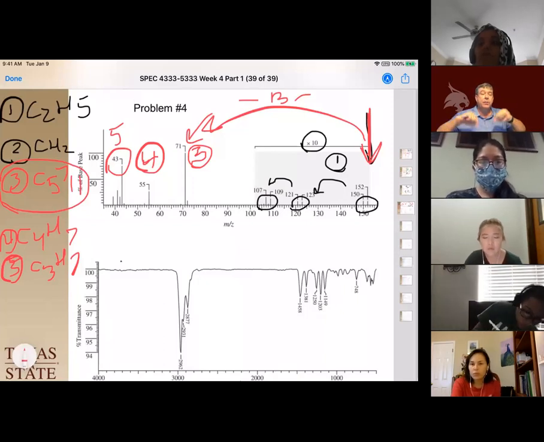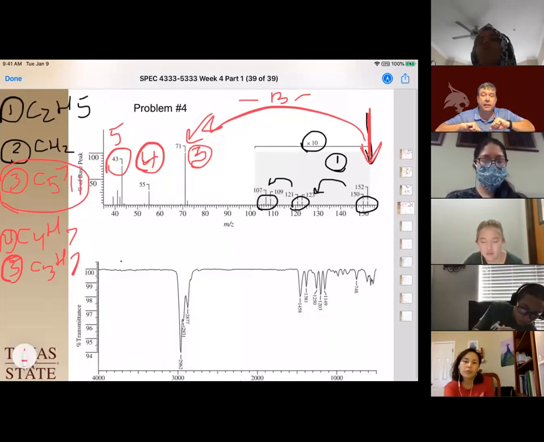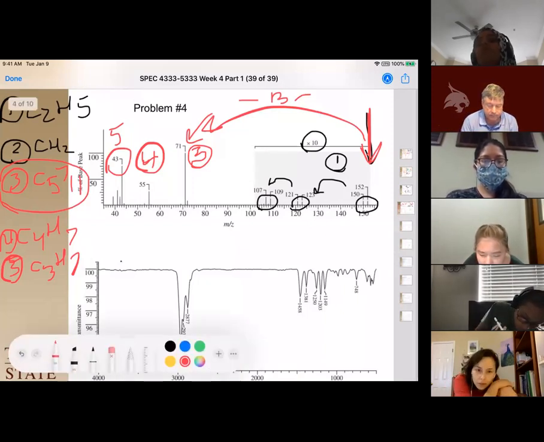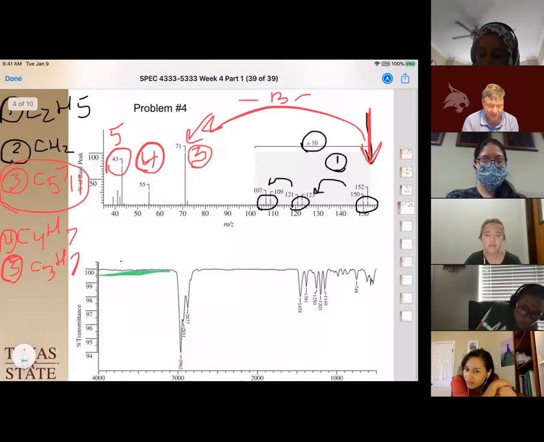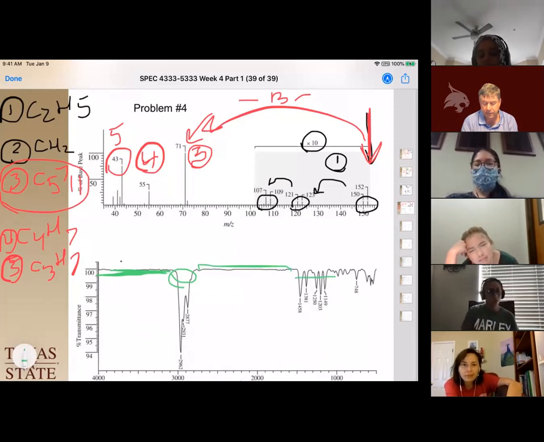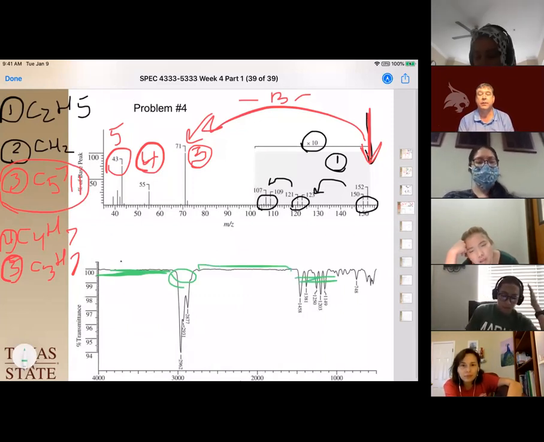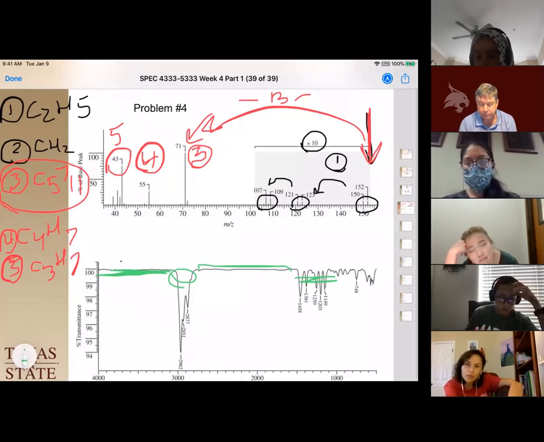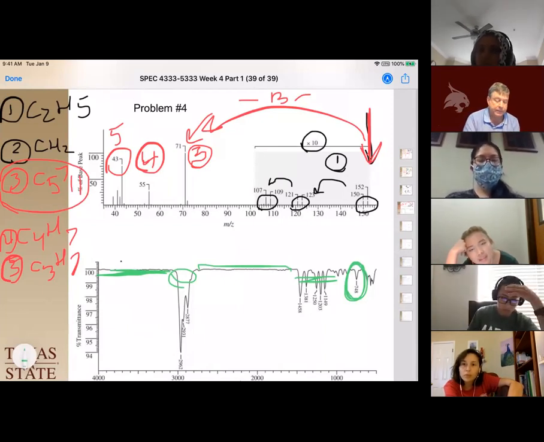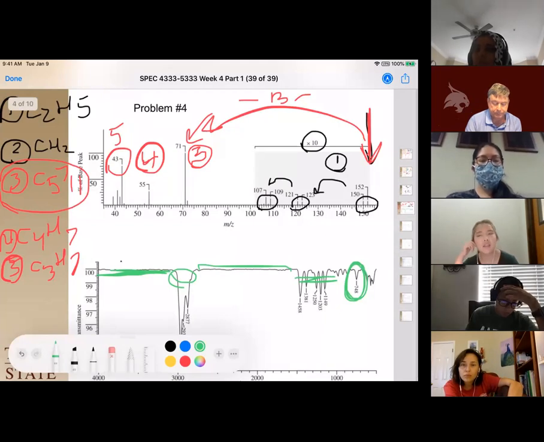Okay, let's go see what we see in the IR and see if we can get any help from the IR. And the answer is absolutely no. We have nothing here. We have only aliphatic hydrogens, and we have nothing until we get to carbon-carbon single bonds. And this probably is our carbon-bromine. So the IR is not helping us any. All right, so let's start proposing a structure.